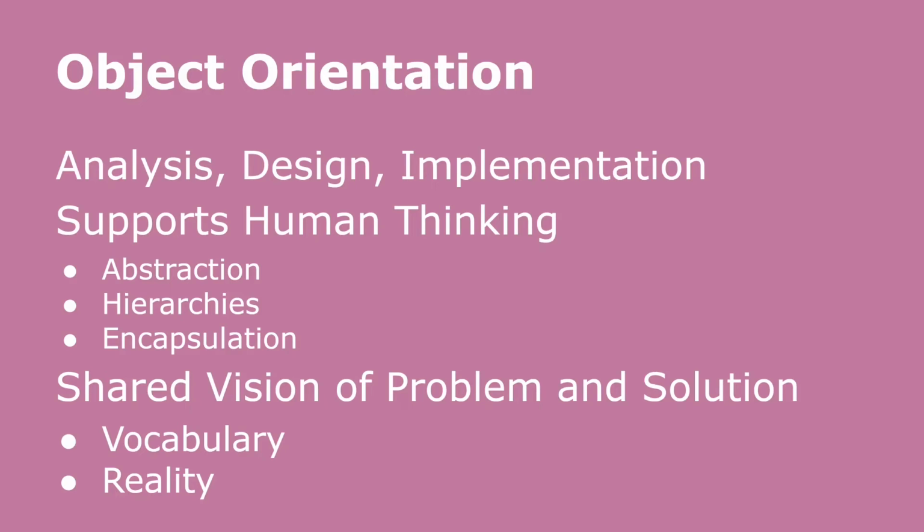Another way we use hierarchies as humans is this is a kind of hierarchy. So we understand that a dog is a kind of animal and a monkey is a kind of animal. And we can understand our reality based on these types of hierarchies that we quickly build inside our minds.